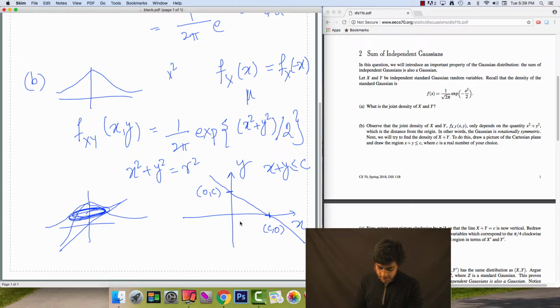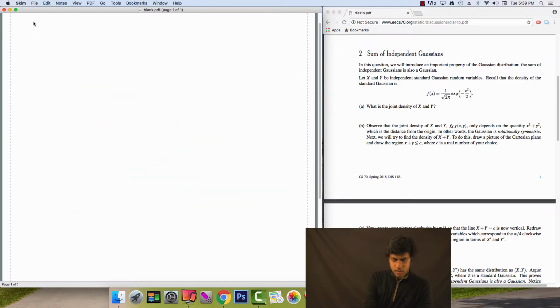Further, the region I'm interested in must contain the origin, because 0 plus 0 is less than or equal to c as long as c is positive. So then the region I'm looking for is this one. That was part B. Okay, now let's talk about part C.